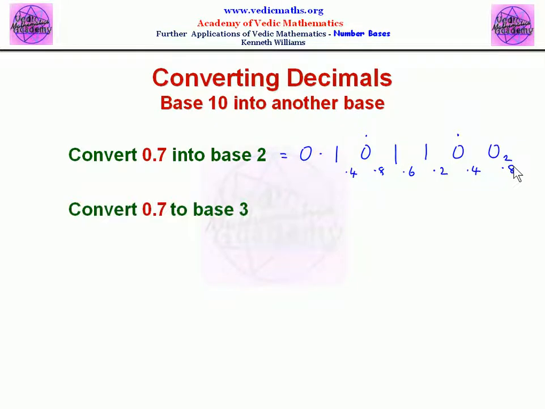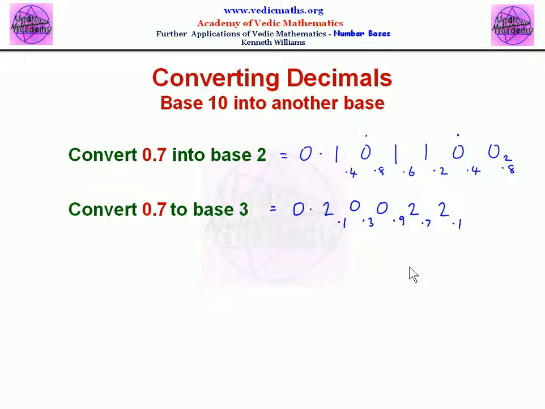Now let's convert 0.7 into base 3. So this time we're going to be multiplying by 3, but doing just the same thing. We multiply 0.7 by 3, we get 2.1. We multiply 0.1 by 3, we get 0.3. We multiply 0.3 by 3, we get 0.9. We multiply 0.9 by 3, we get 2.7. We multiply 0.7 by 3, we get 2.1.